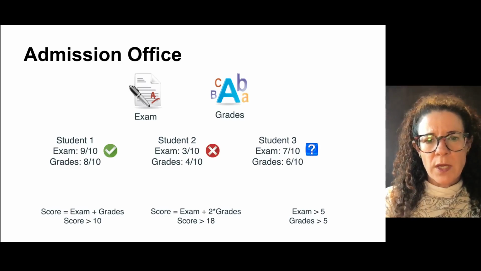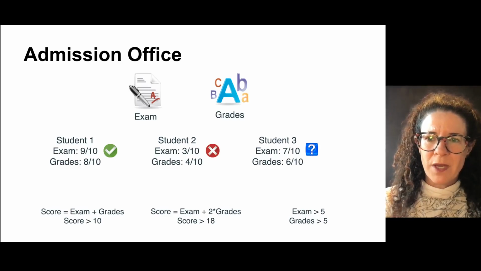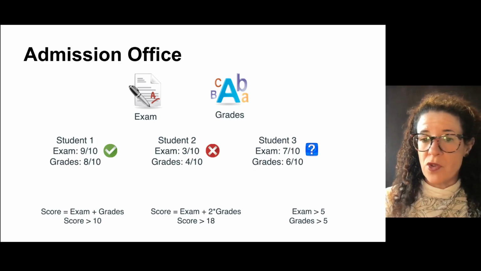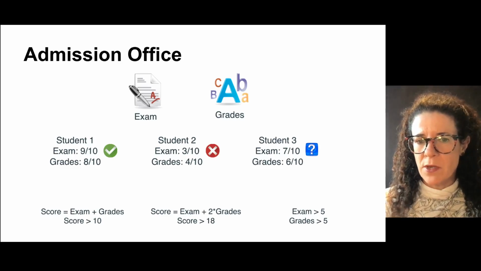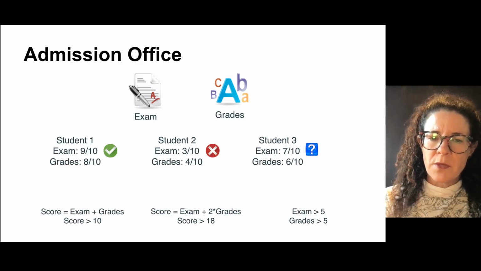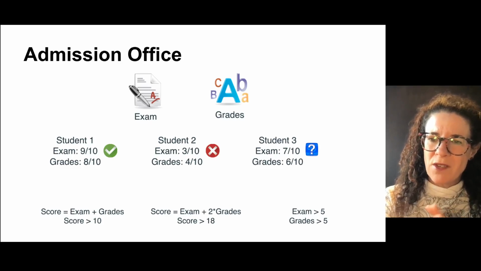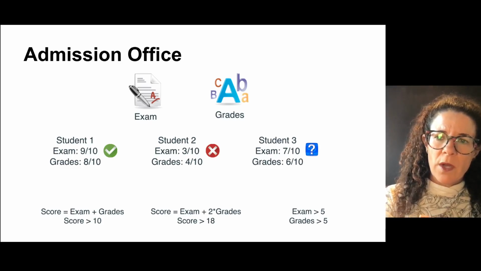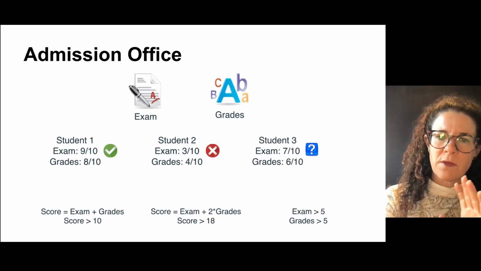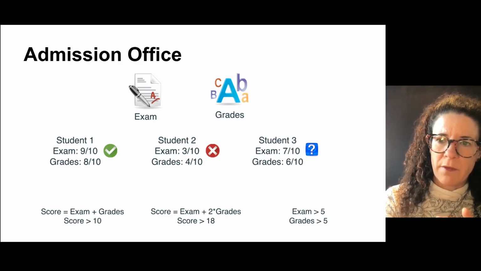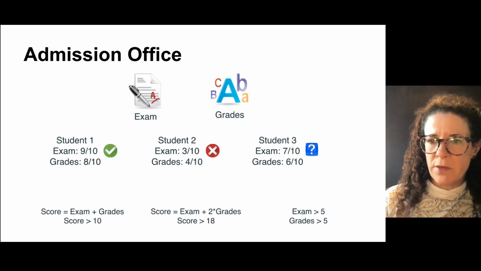You can say, actually grades are maybe more important, so I'm going to use a score that is exam plus 2 times grade, and if that score is bigger than 18, I'm going to admit. Or you say, you know what, I am just going to admit a student if they have an exam score bigger than 5 and a grade bigger than 5. So these are possible functions that you can come up with.